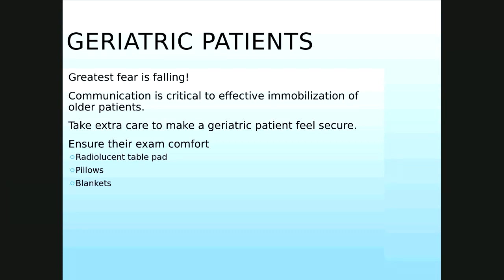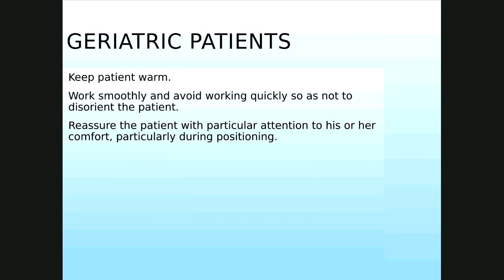The third thing is their comfort level. So again, extra blankets, pillows, a radiolucent table pad. Keep them warm. You want to work smoothly and avoid working quickly because you don't want to disorient the patient, and reassure the patient by paying attention to their comfort level. Ask them, are you doing okay? I'm so sorry. I know this isn't comfortable, but I'm working as fast as I can. And as soon as we get this image, I will get you in a more comfortable position. Just acknowledging the fact that they're uncomfortable a lot of times will help them help you and cooperate better.